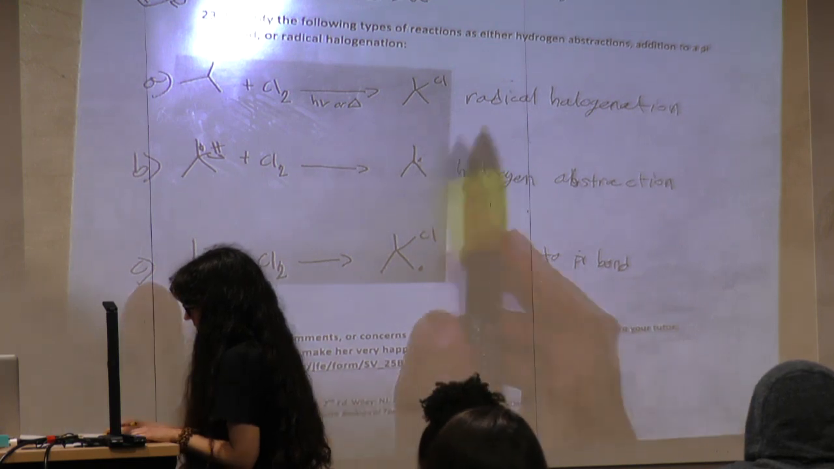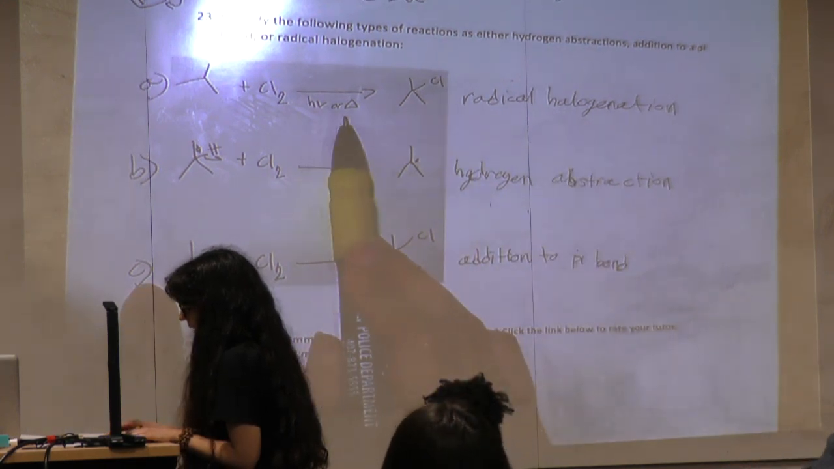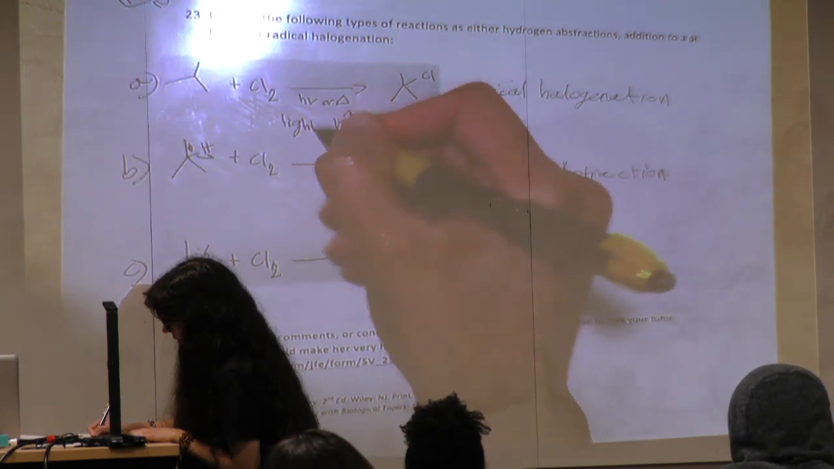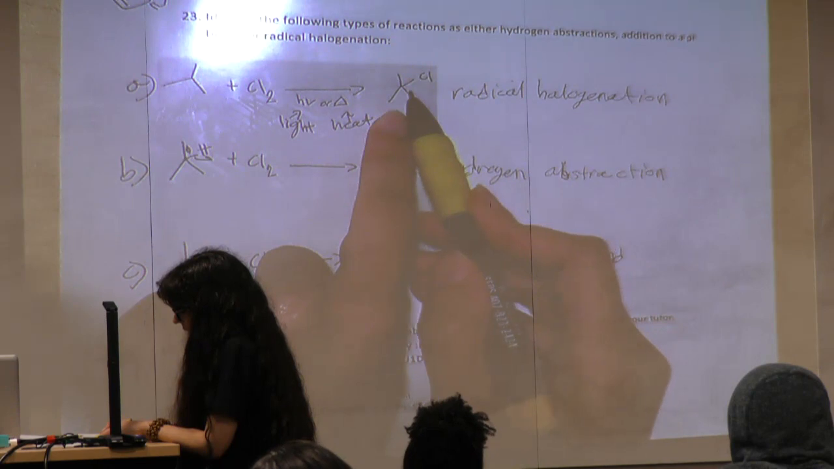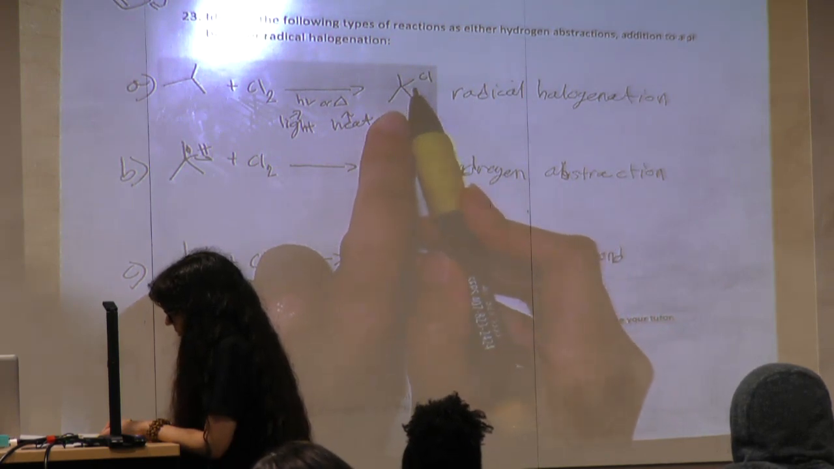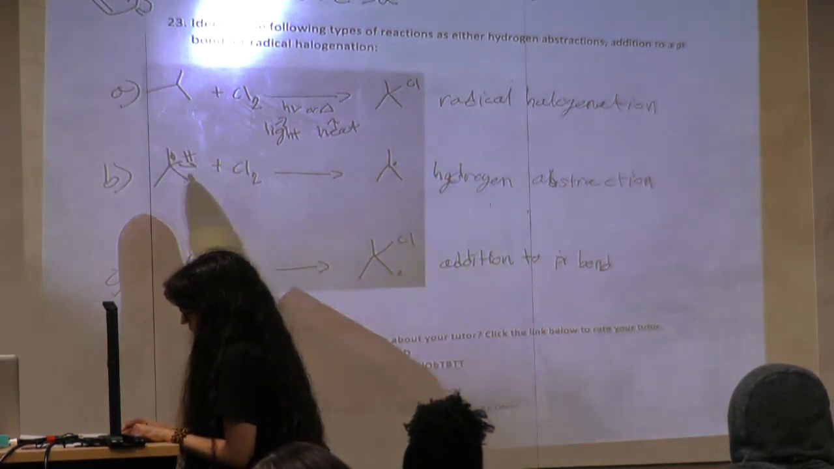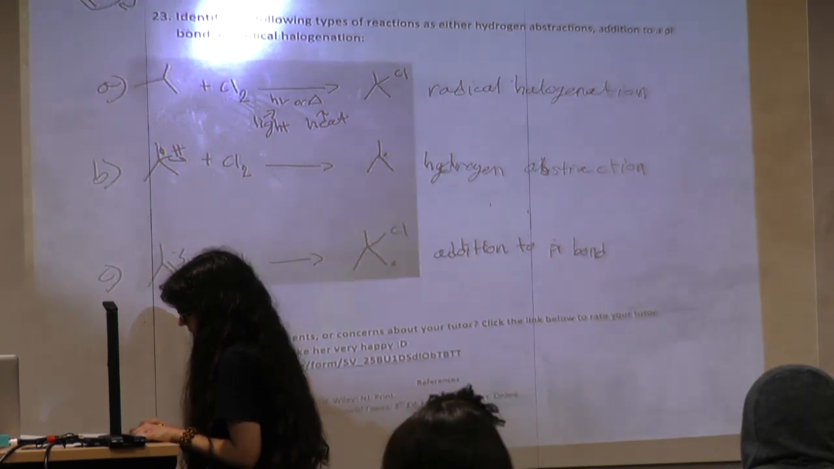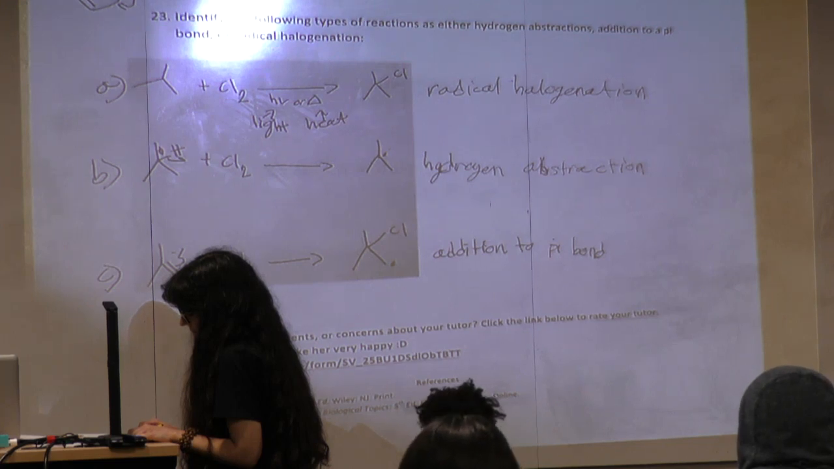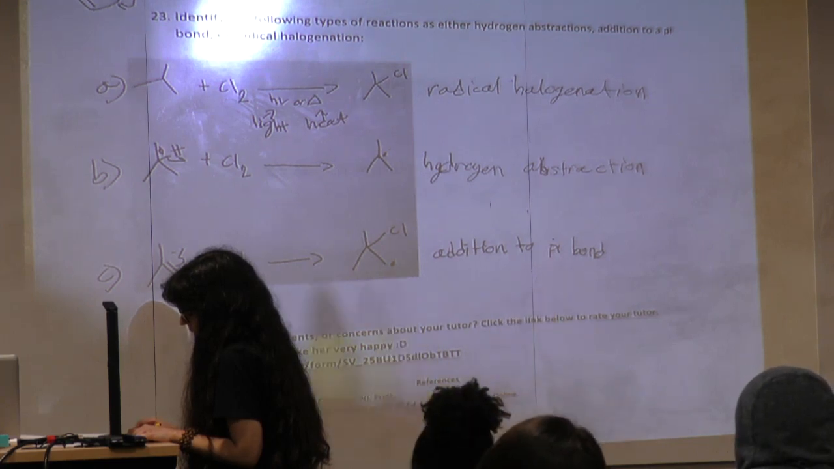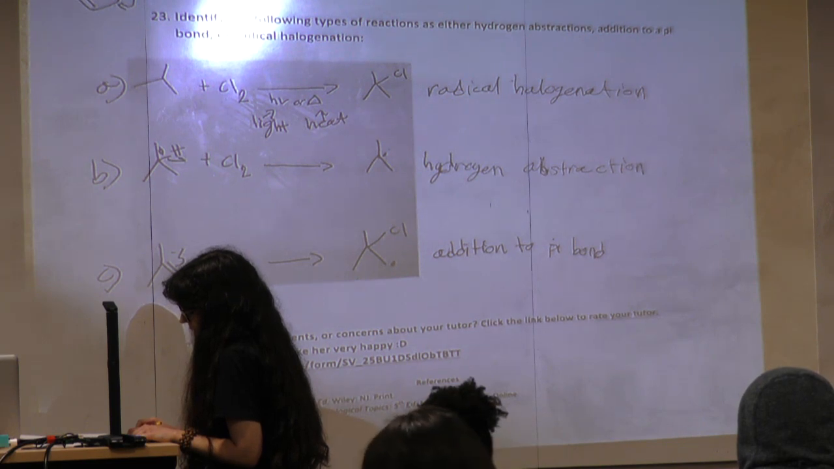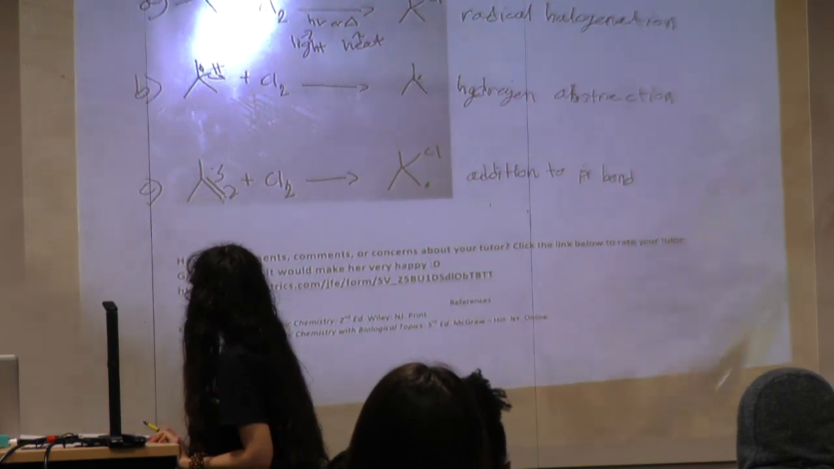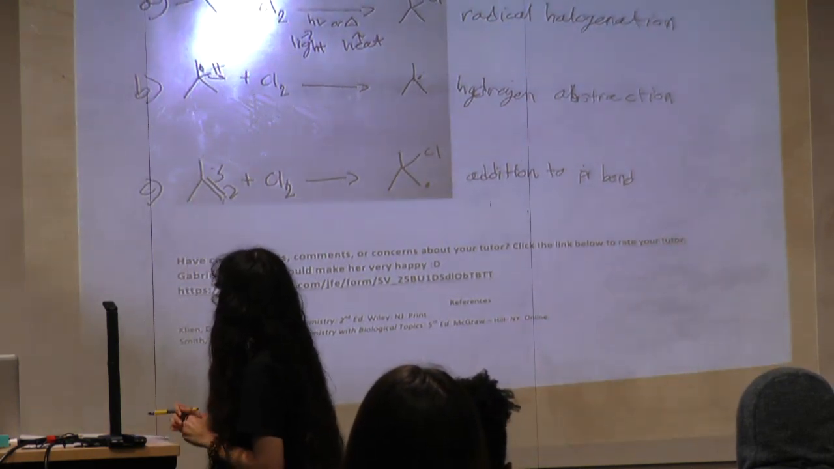Okay? Radical halogenation, we use heat or light. This is heat. This is light. And we formed a bond with that chlorine. Hydrogen abstraction, we took out a hydrogen, and we have a radical now, a tertiary radical. Now addition to a pi bond, we added a radical to that pi bond. That's the end of what I have here.